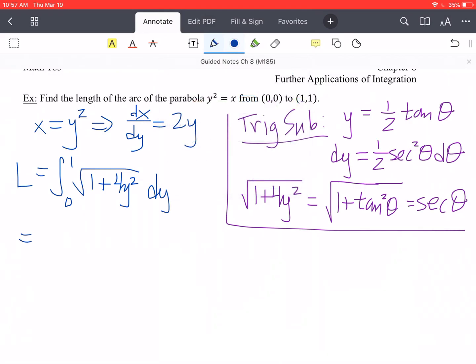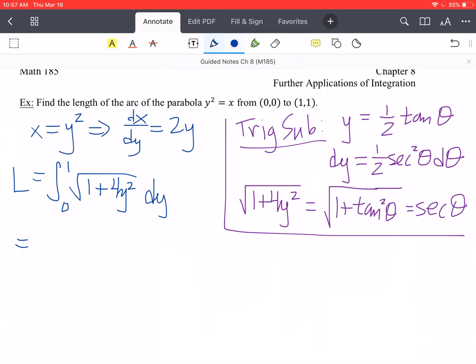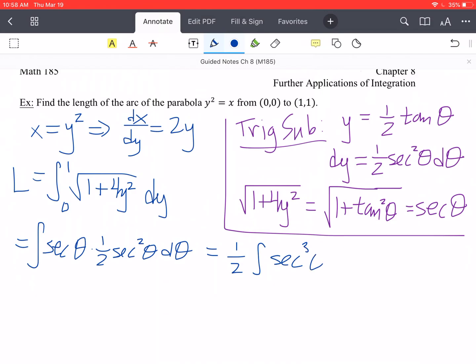Okay, so that means our formula here, we have the integral. I'm going to ignore the bounds for a second because we're converting to theta right now. So we'll come back to that in a moment. This is the integral of secant of theta times 1/2 secant squared theta d theta, right? That was dy. So this gives us 1/2 times the integral of secant cubed theta d theta.